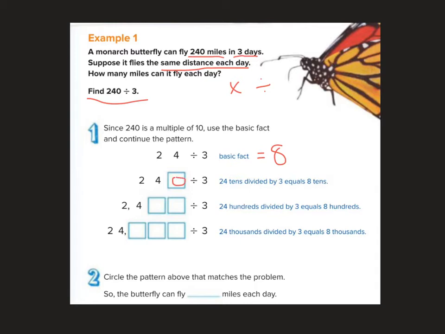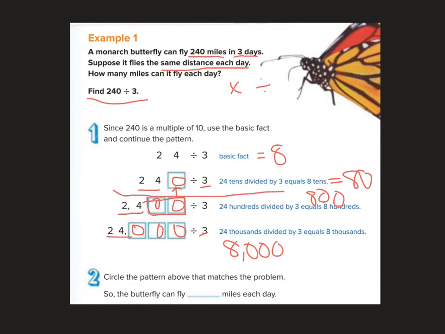So if I add a 0 and do 240 divided by 3, it's going to equal 80. Again, 24 divided by 3, and then add a 0. 2,400 divided by 3 is an 8 with 2 zeros, so 800. 24,000 divided by 3 is 8 with 3 zeros, or 8,000. So the pattern that matches the problem would just be 240 divided by 3 is 80. So the butterfly can fly 80 miles.